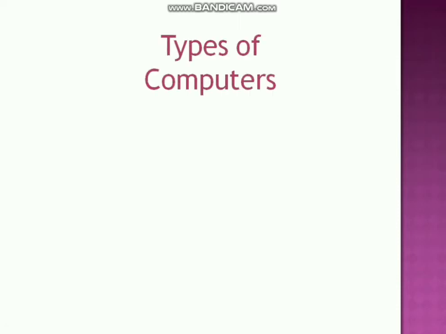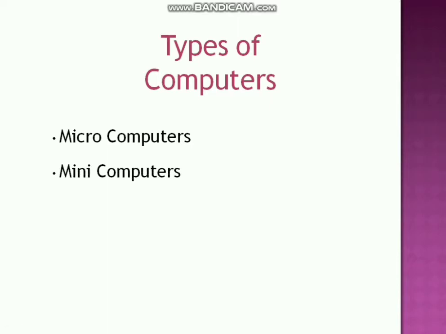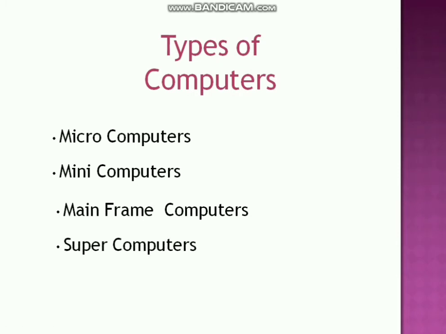Now you're clear with how the computers are categorized and designed. Considering that, now we will discuss the types of computers. First one is microcomputers, second one minicomputers, third one mainframe computers, and fourth one supercomputers. In this chapter you are going to learn these four types of computers, and in this session I will be covering microcomputers and the types of microcomputers that are being used.